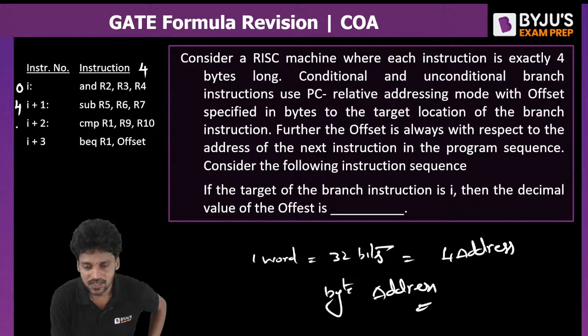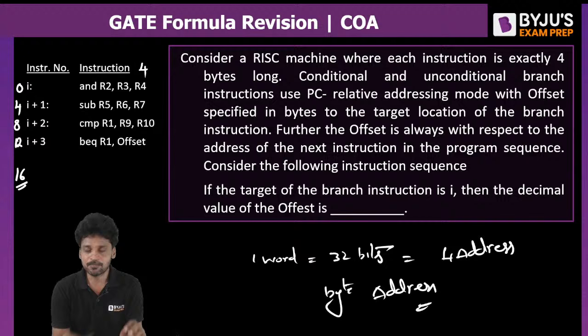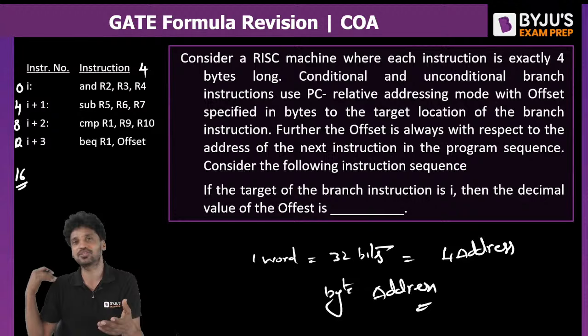For this, the program counter value will be equal to 16. Am I clear? What is the program counter value? The program counter is the address of the next instruction. Am I right? Please correct me if I'm wrong. The program counter is a special purpose register in a CPU that always stores the address of the next instruction. What is the address of the next instruction? The address of the next instruction is equal to 16.